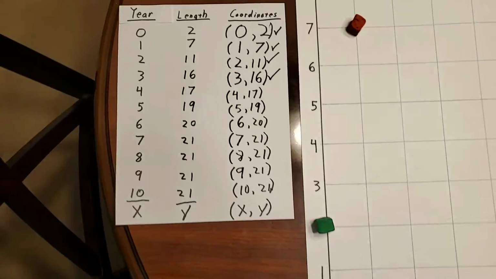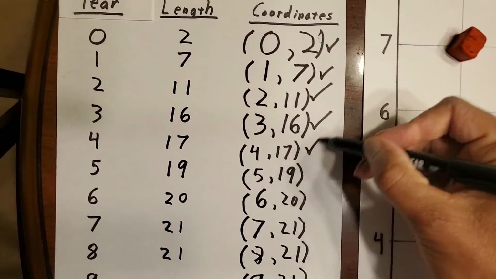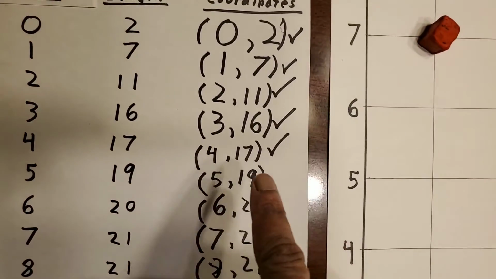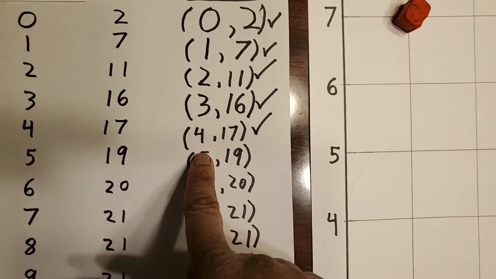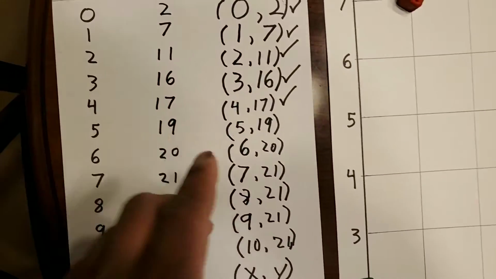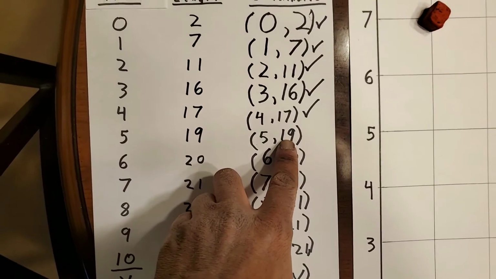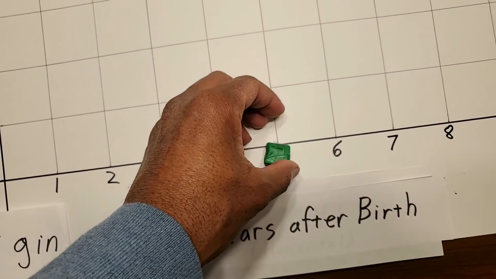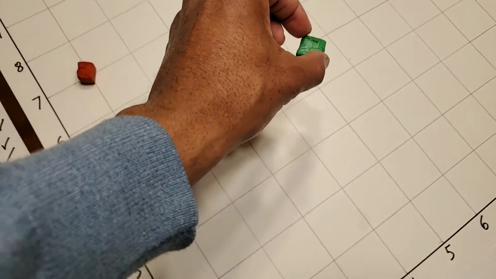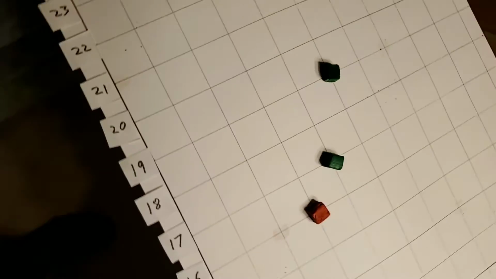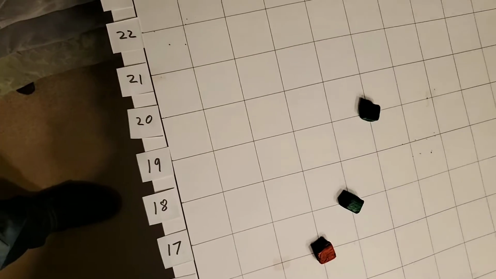Okay, now let's go to year 5, the 5th year. In year 5, where is the x-axis? The x-axis is on 5, so we're going to put it here on the 5. Okay, now where is the y-axis? How tall will it be? 19. So where are we going to move this one up to? We're going to move it all the way up to 19. Okay.